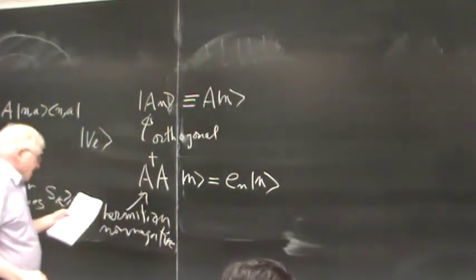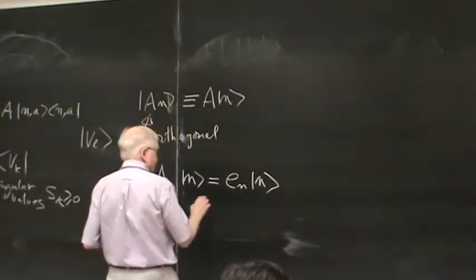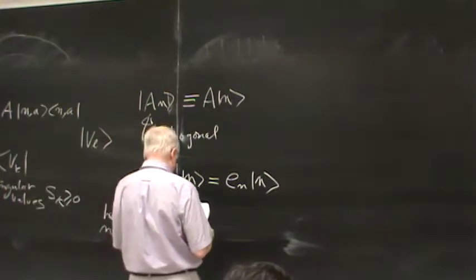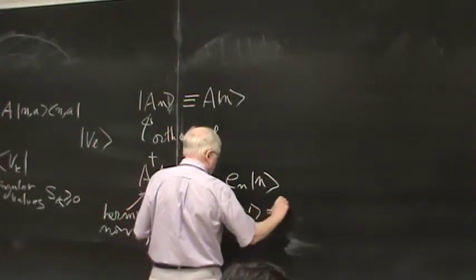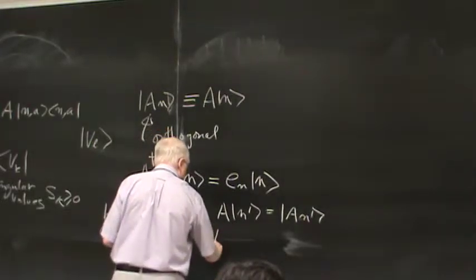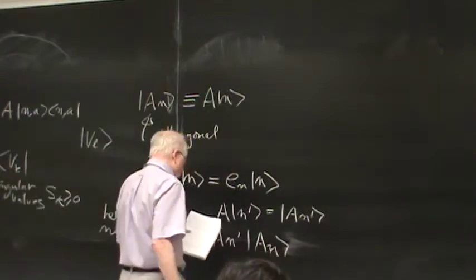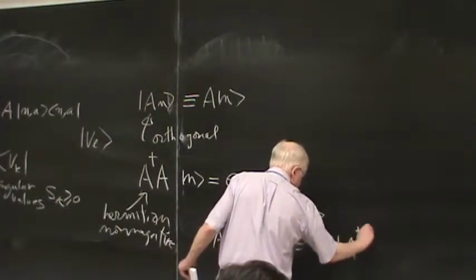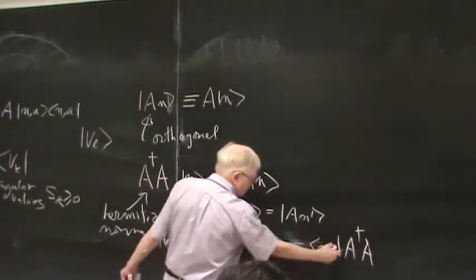And now the question is, does A map the n's into vectors that are orthogonal to each other? Well, A on n prime will be A n prime. And if we have this inner product of A n prime with A n, are these guys going to be orthogonal? Well, this, of course, is n prime, A dagger A, because you just take the adjoint of this equation and you get this part.